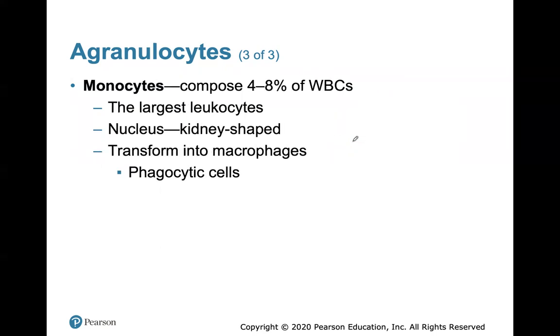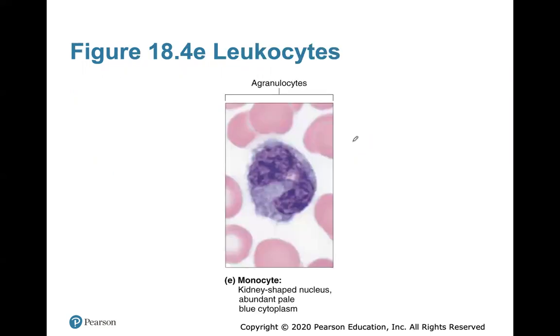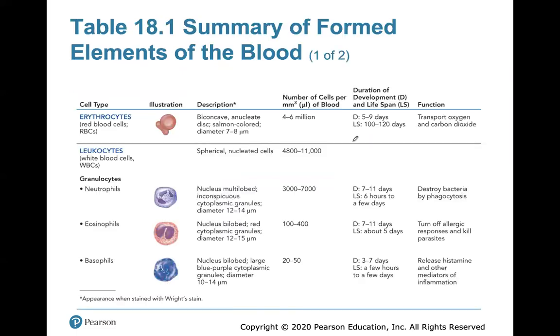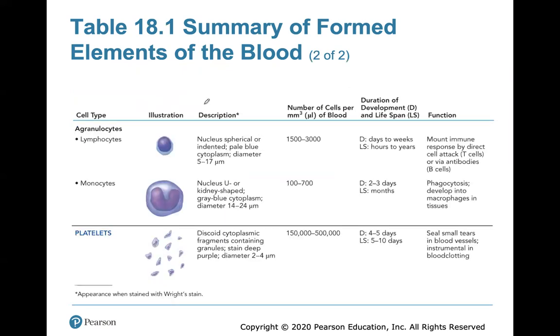Monocytes compose 4 to 8%. These are the largest of the leukocytes. The nucleus is kidney-shaped. They will transform into macrophages to also phagocytize cells or engulf them. And this is what a monocyte looks like. Platelets are cell fragments, and they help to function in the clotting of your blood in injury. And again, here's a great summary of the elements of the blood, which will serve you well just to go through and study briefly.